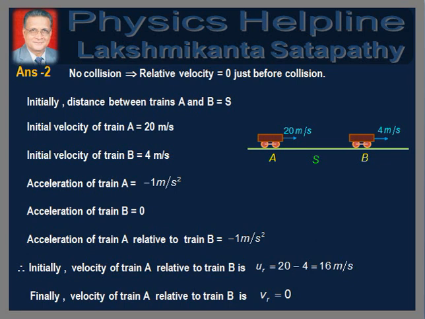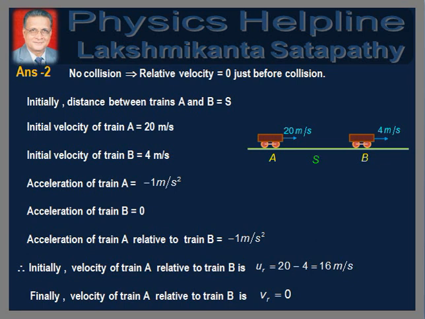Initially, the distance between the two trains A and B is equal to s. Initial velocities of the two trains respectively are 20 meters per second and 4 meters per second in the same direction. Retardation of train A is equal to 1 meter per second square. Therefore, acceleration of train A is equal to -1 meters per second square. Acceleration of train B is equal to 0.